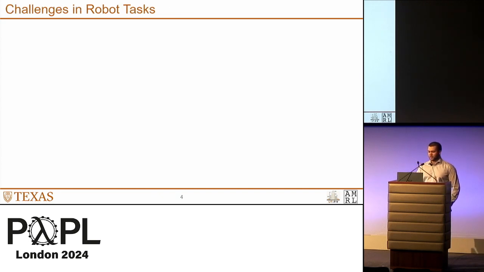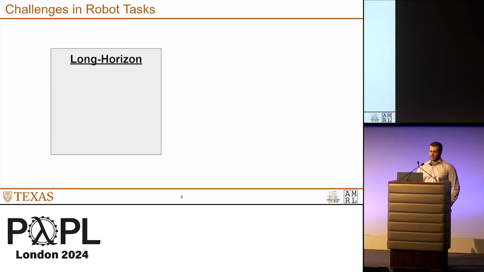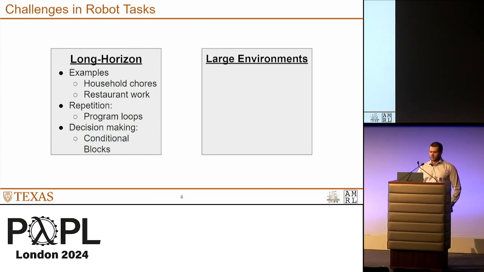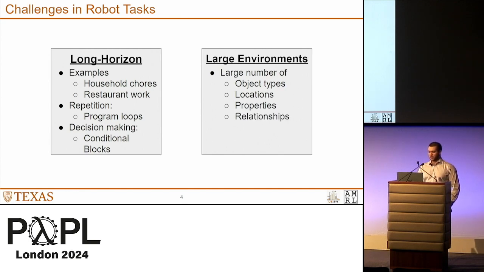And so now that I've motivated the utility of programs for robotic tasks, I'll discuss some of the properties that these programs must have. These programs must enable long horizon tasks, for example, household chores or restaurant work. Moreover, these tasks often have repetitive steps, which necessitates complex loop structures in the program. And additionally, these programs must enable decision making, which requires conditional blocks. Lastly, these programs must be able to execute in large environments with many object types, locations, properties, and relationships. And both of these factors end up yielding a very large program space.